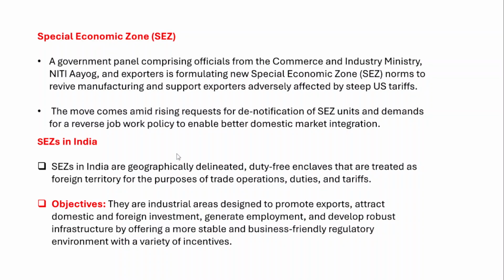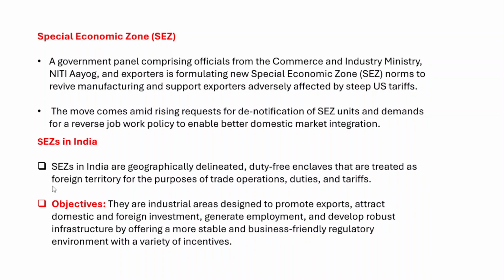However, this particular move from the government comes amid rising requests for denotification of SEZ units, and there are also demands for a reverse job work policy so that it could enable better domestic market integration. So that's why it is in the news, and I hope you already knew what exactly a special economic zone is. However, what is the objective? Why are special economic zones being established?